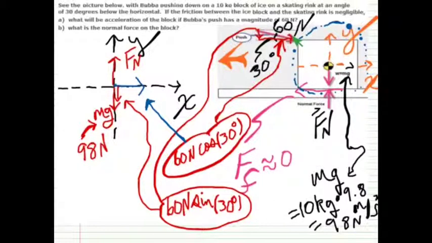It's an off-axis force, and so we must resolve that into x and y components. The x component is hypotenuse times the cosine of the angle, or 60 newtons cosine of 30 degrees. That is a positive x-axis force. The y component is hypotenuse times the sine of the 30-degree angle, and that's a negative force, and so 60 newtons sine of 30 degrees.